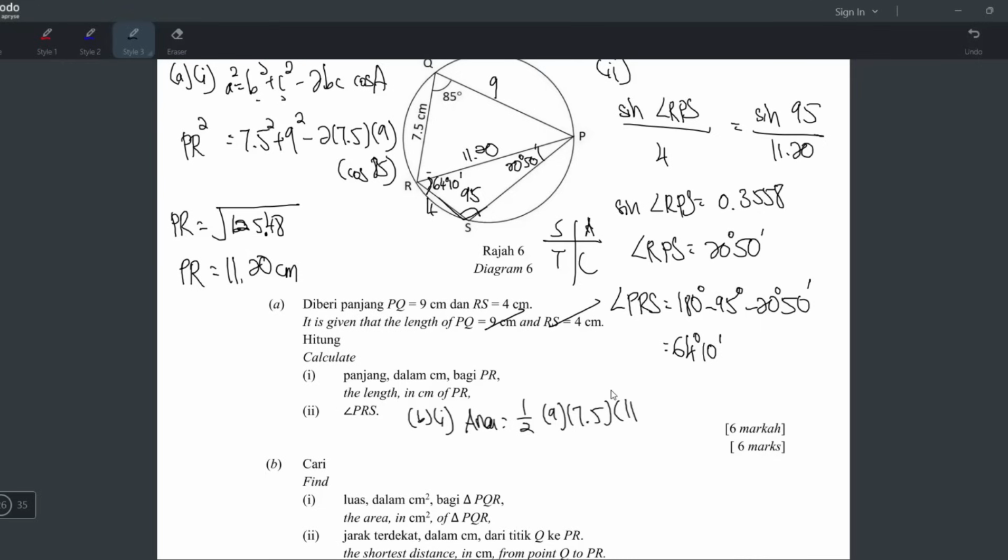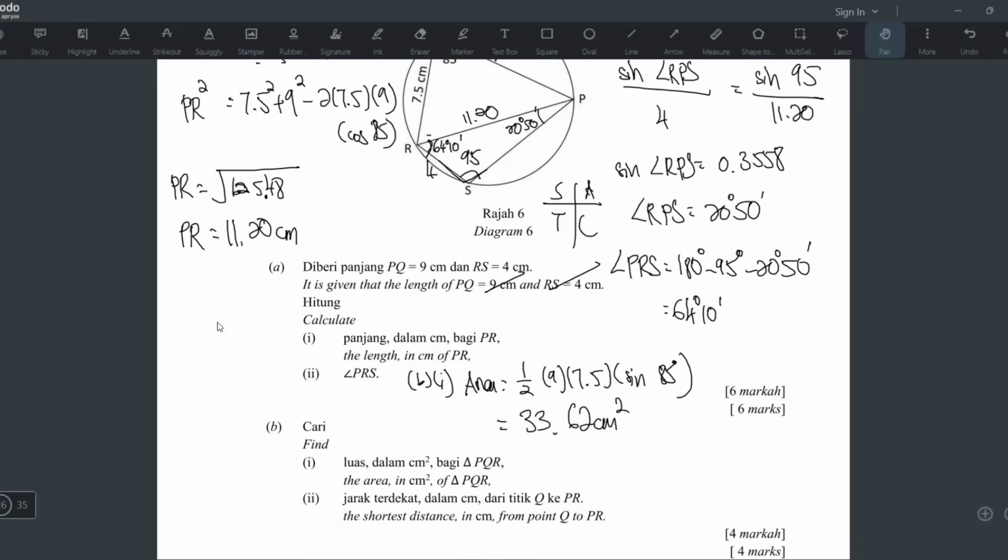Included angle means the angle between the two sides. Okay, 1/2 ab sin C, so sin 85 like that. So now I'm just gonna press all this and then I'll get the answer. So 33.62 cm square. Area, so cm square. Okay, last one. Find the shortest distance in cm from Q to PR.